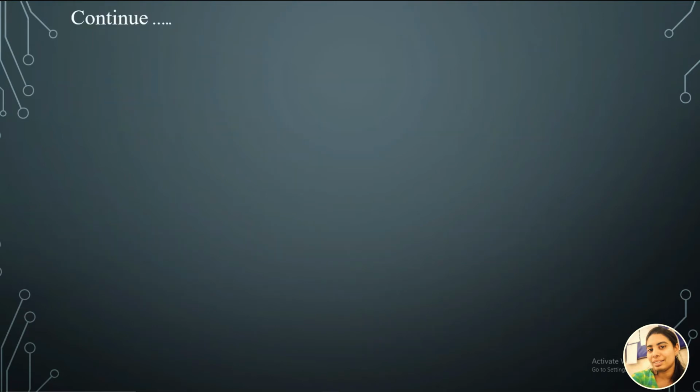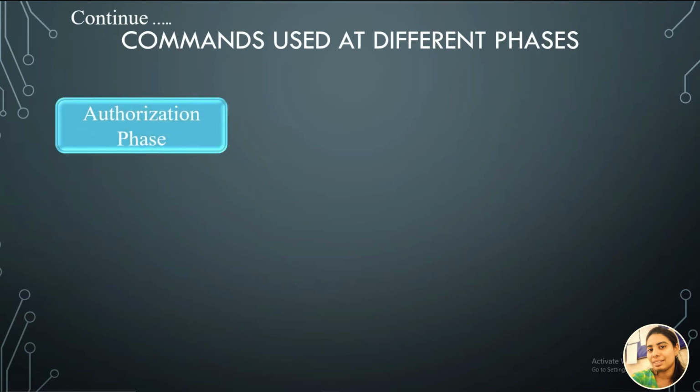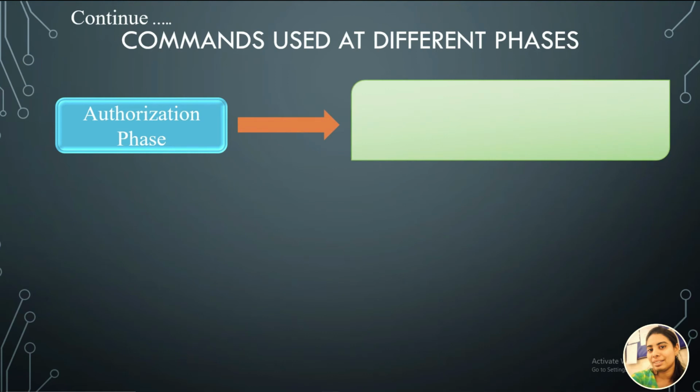So there are different commands which are used to perform different tasks at the different phases. So let's talk about the commands used at the authorization phase. As we know, the work of the authorization phase is to find out whether the user is an authorized person or not. So it provides two commands, that is USER and PASS. Here the USER command is used to provide the information related to the username and the PASS command is used to provide the information regarding the password.